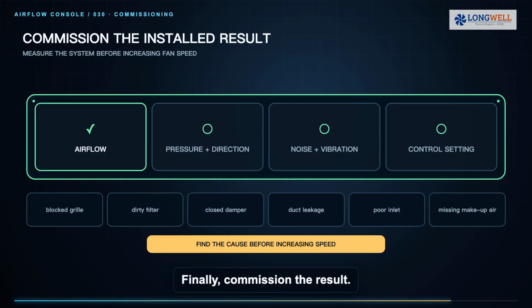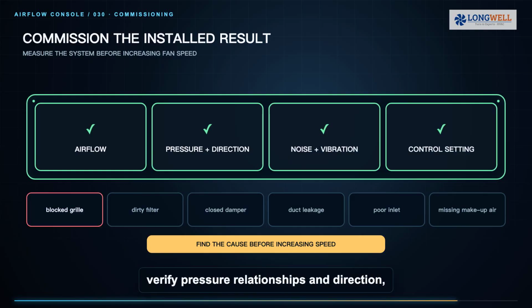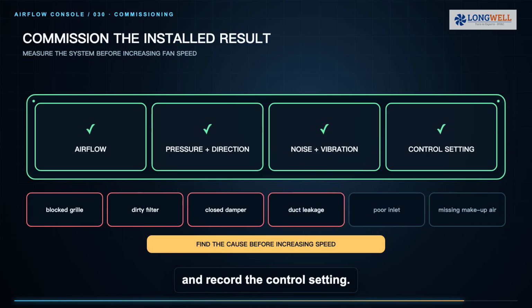Finally, commission the result. Measure airflow with a suitable method, verify pressure relationships and direction, check noise and vibration, and record the control setting. If the measured result differs, inspect blocked grills, dirty filters, closed dampers, duct leakage, poor inlet conditions, and missing makeup air before simply increasing fan speed.